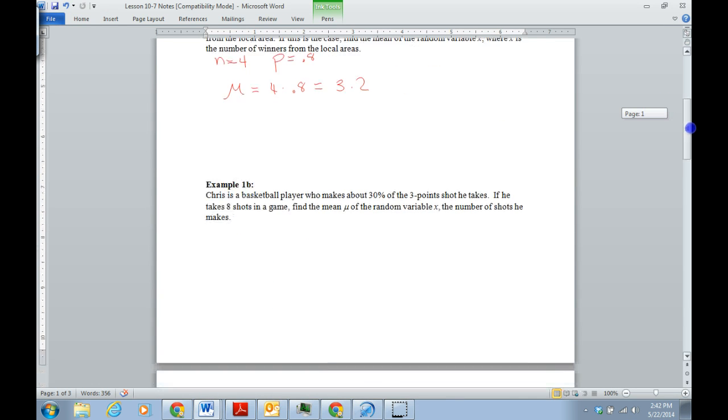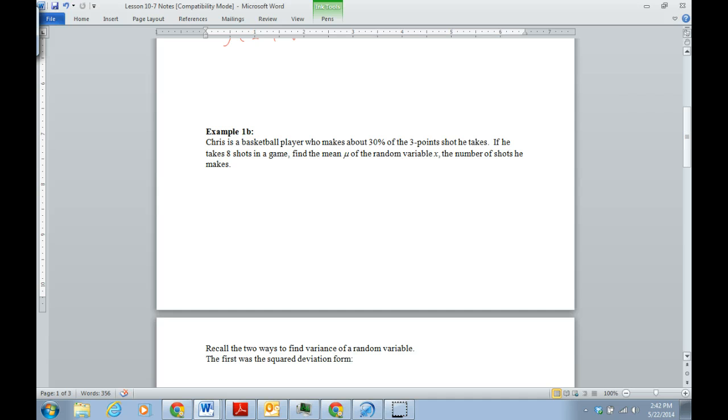So look at number 1B. Chris is a basketball player that makes about 30% of the 3-point shots he takes. If he takes 8 shots in a game, what is mu? It would be 8 times 0.3. Correct. And that's going to be 2.4. Ta-da! That's it for that one.